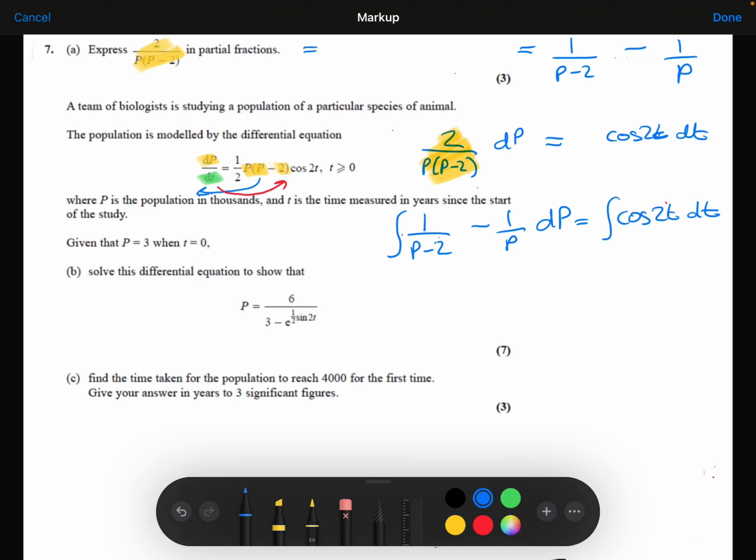Right, let's do some integrating. So the first term, the 1 over p minus 2, will integrate to be ln p minus 2. The 1 over p will integrate to be ln p. Cos integrates to be sine, but by the reverse chain rule I need to divide by 2. So it will be a half sine 2t. And not forgetting your constant of integration, which is c.